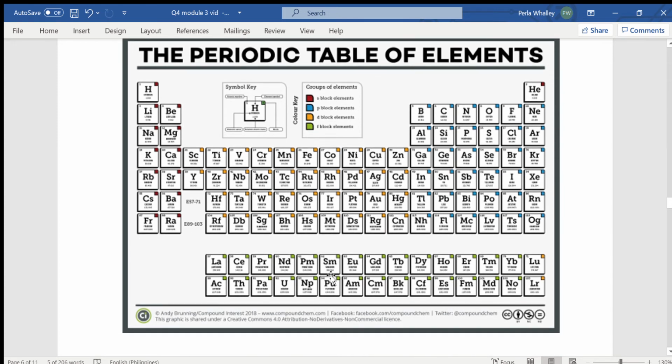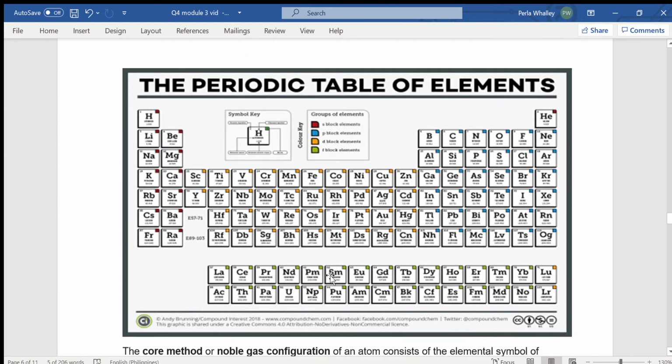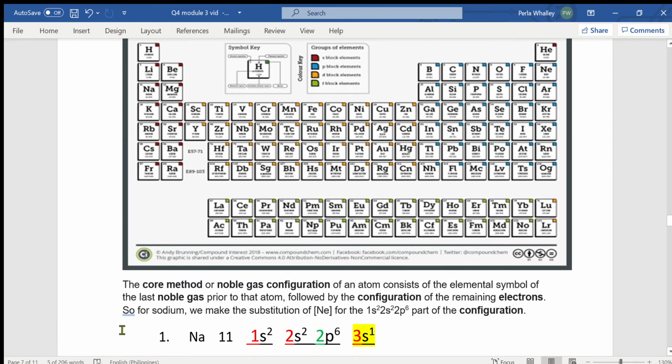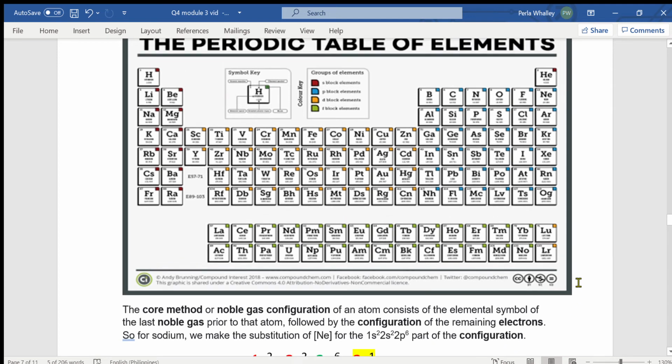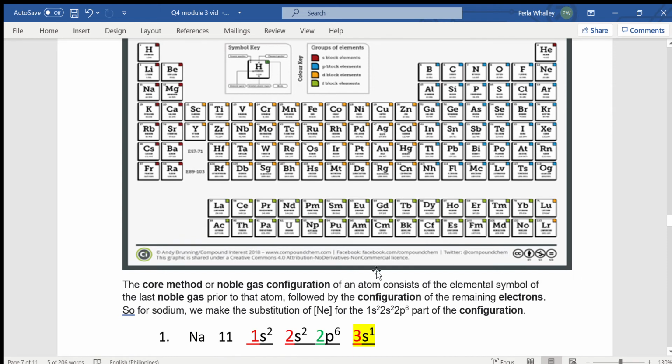Now, the core method or noble gas configuration of an atom consists of the elemental symbol of the last noble gas prior to that atom, followed by the configuration of the remaining electrons. So for sodium, we make the substitution of neon for the 1s2, 2s2, 2p6 part of the configuration.